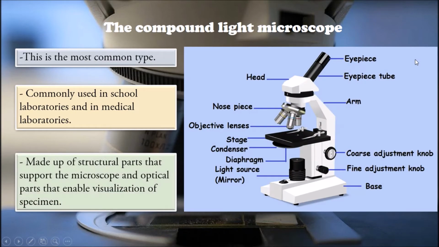This type of microscope is generally made up of structural parts and optical parts. The structural parts help to hold the microscope, while optical parts are used to enable visualization of the specimen. The main parts of a light microscope are head, nosepiece, objective lenses, stage, condenser, diaphragm, light source or mirror, eyepiece, eyepiece tube, arm, coarse adjustment knob, fine adjustment knob and base.